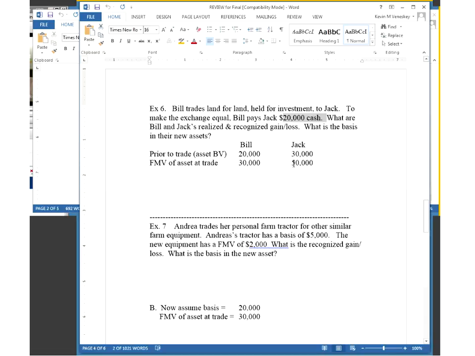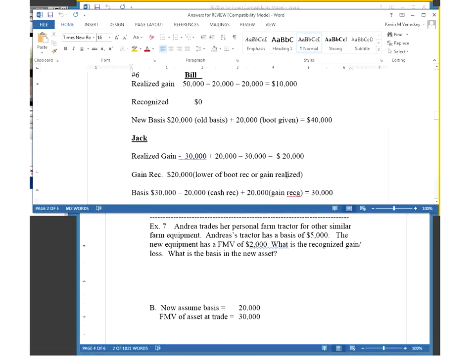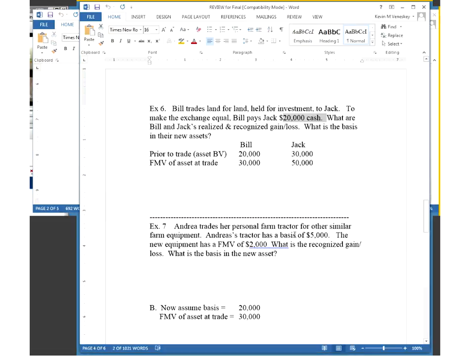And whenever boot is received, that does trigger the gain component. And then you take the lower of the realized gain or the boot. And so 20,000 of it will be recognized. The basis actually will even out and become exactly what he gave up. He received money, so that lowers your basis, but then when you recognize a gain, that ups it back up. So that's a wash.